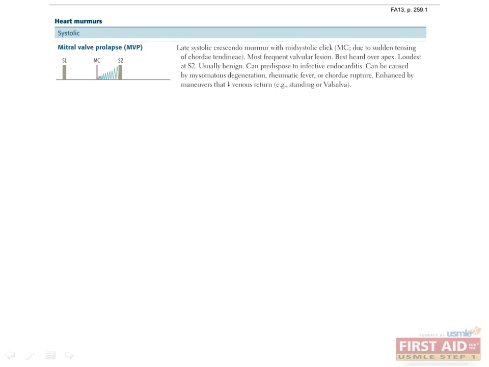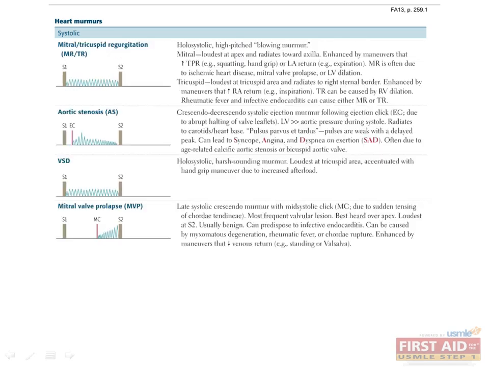The last systolic murmur to go over is mitral valve prolapse. This is when the mitral valve prolapses slightly into the left atrium during systole, causing a sharp mid-systolic click followed by a late systolic murmur. This one is easy to tell from the other systolic murmurs because of the sharp click. Even though these first four murmurs are all systolic, the details will help you tell them apart.